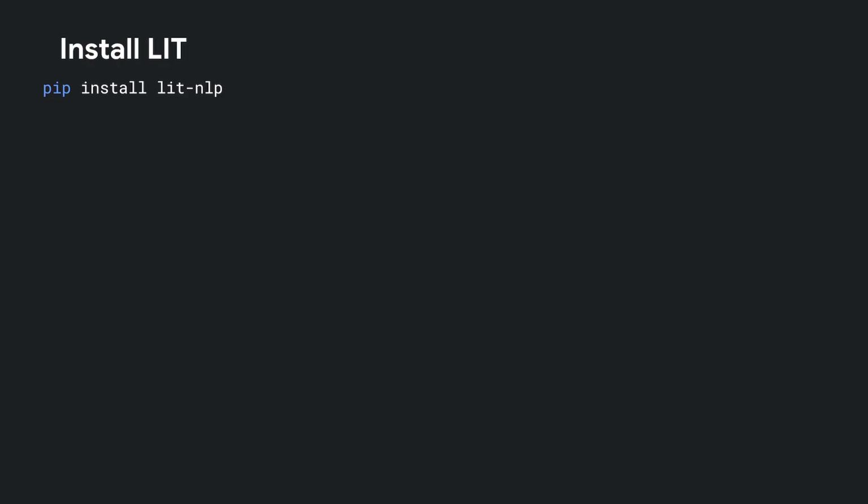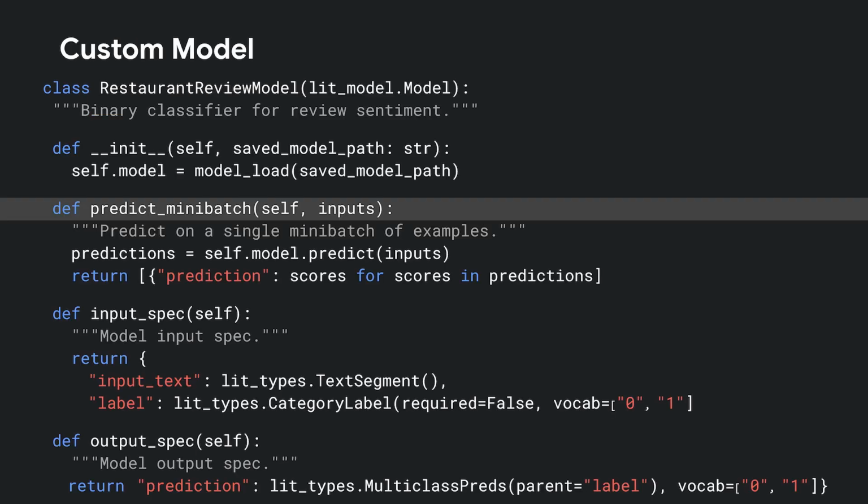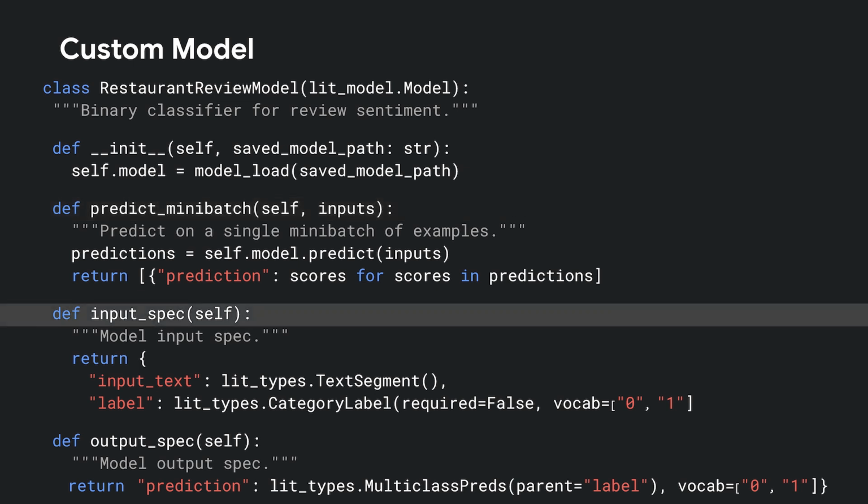You can use LIT with your own model by installing the PIP package LIT NLP. Here, you define a LIT model that can make predictions based on a given input, which is defined in the input spec, which in this case includes the review text and ground truth sentiment label.